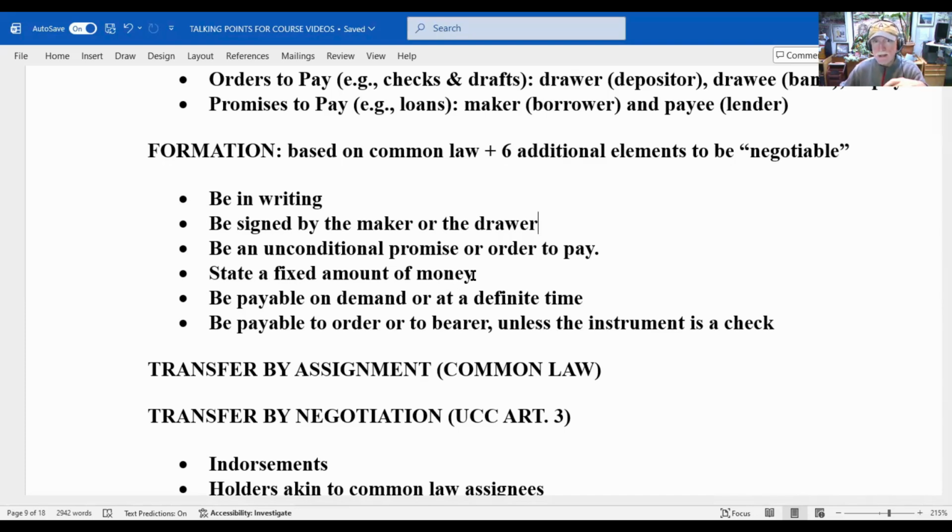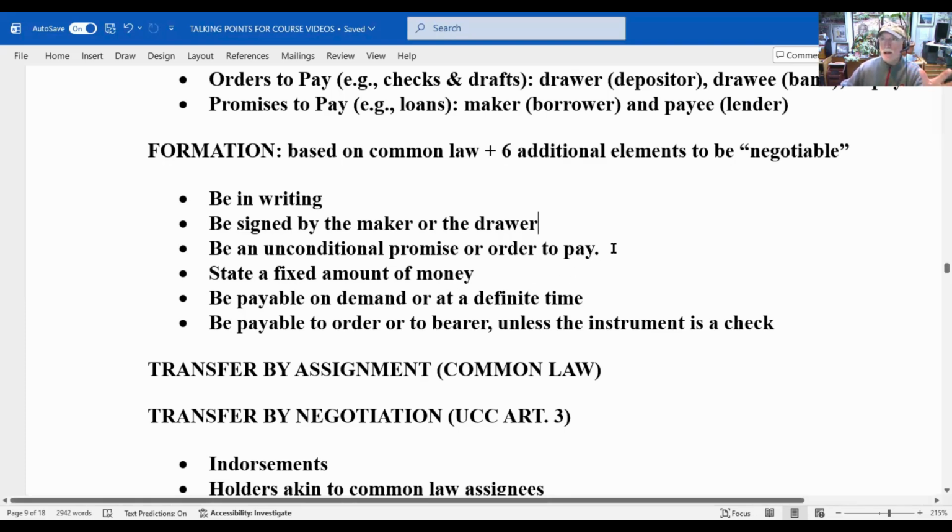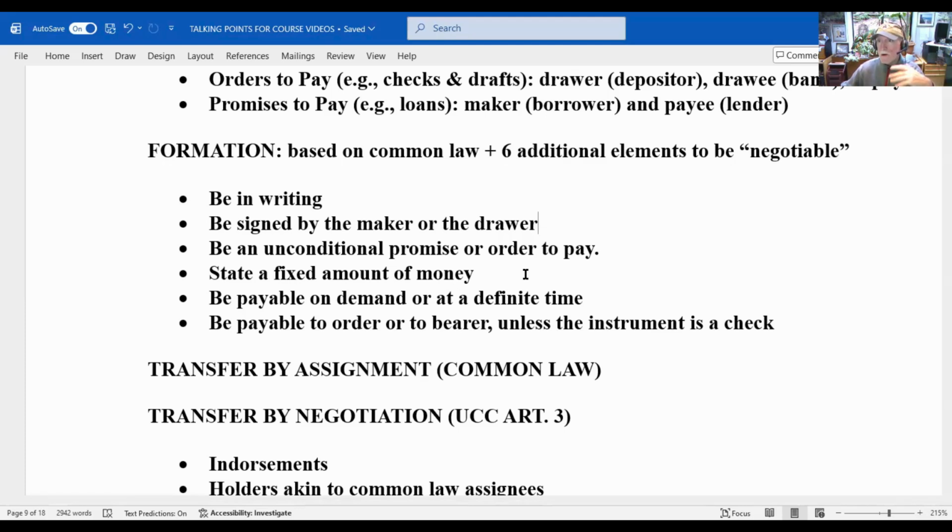So that doesn't meet the requirement of a fixed amount of money. It may be enforceable as a contract, but doesn't meet the requirement of a fixed amount of money. Payable on demand or at a definite time. This is like a check you present, or a loan that will specify when you have to pay it.